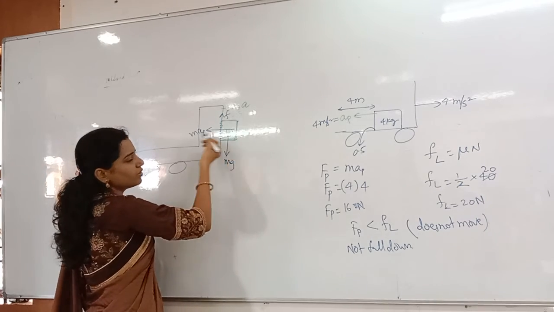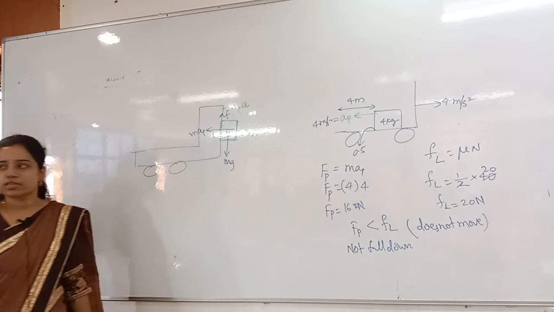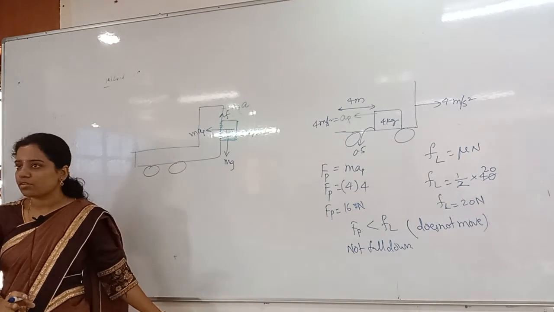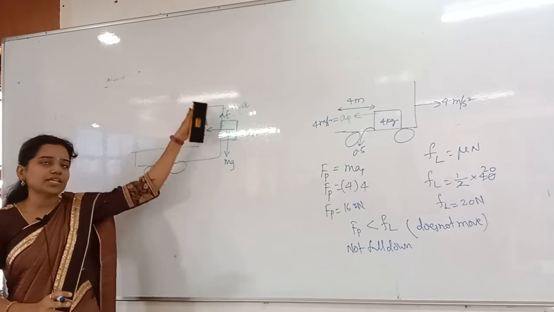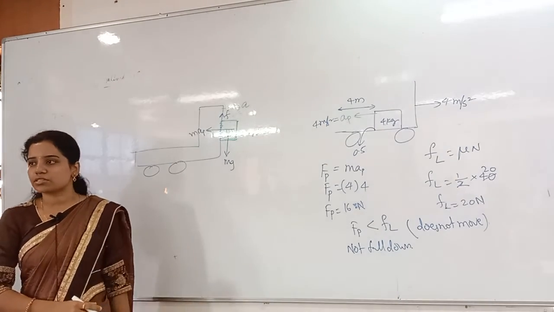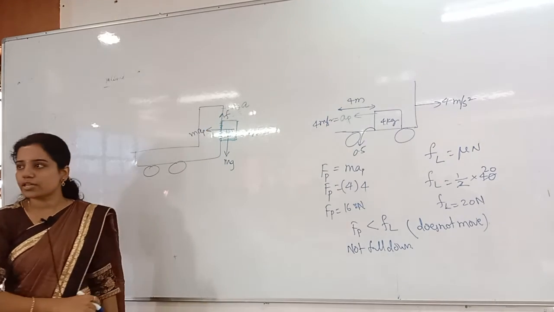The normal reaction always acts away from the contact. Here, whatever forces are acting on the body: mg is acting in the downward direction, and due to mg, friction is acting in the upward direction. Don't write mg opposite to the normal reaction. Contact is not there here; contact is there here. Clear?